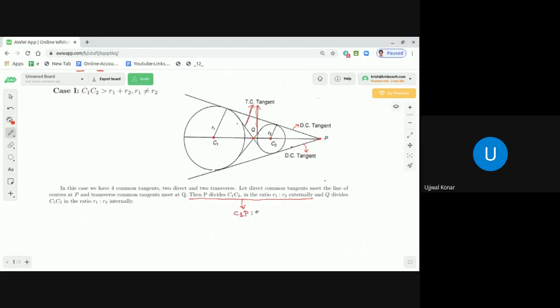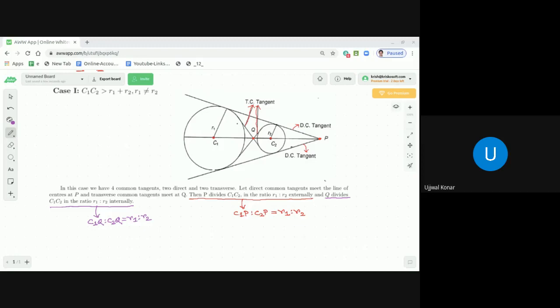C1P is to C2P is equal to R1 is to R2. Correct? And Q divides C1C2 in the ratio R1 is to R2 internally. From this statement, we can say that C1Q is to C2Q is equal to R1 is to R2. Clear, dear students? So this is the information we are able to get. If you want a proof of it, we can take a separate session to prove it. But most importantly, we need to know this information.